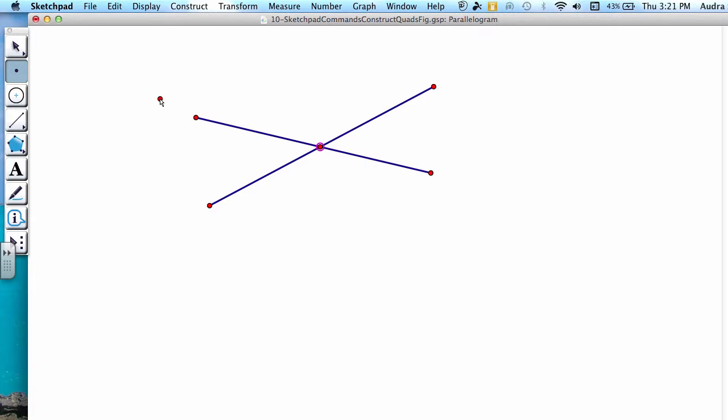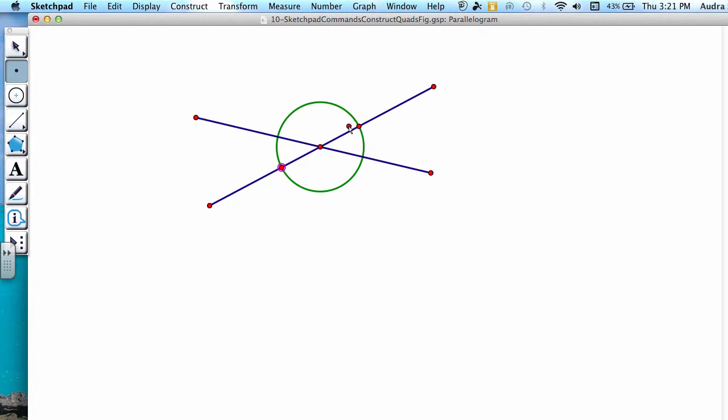Then you're going to select the compass or circle tool, which is the third button down, and create a circle starting at the intersection point and extending as long as you wish on one of the segments. Just make sure that your point is intersecting one of your segments. Next, select the point tool, which is again the second button down, and construct the other point where this circle intersects the segment.